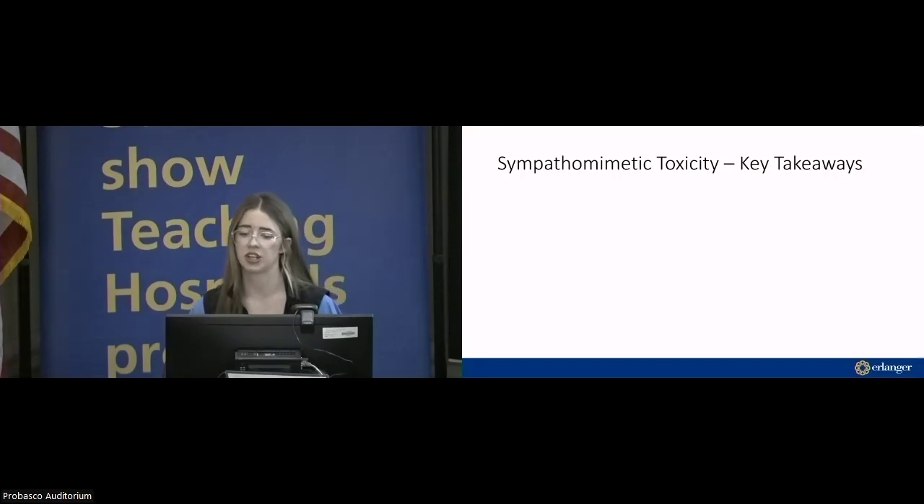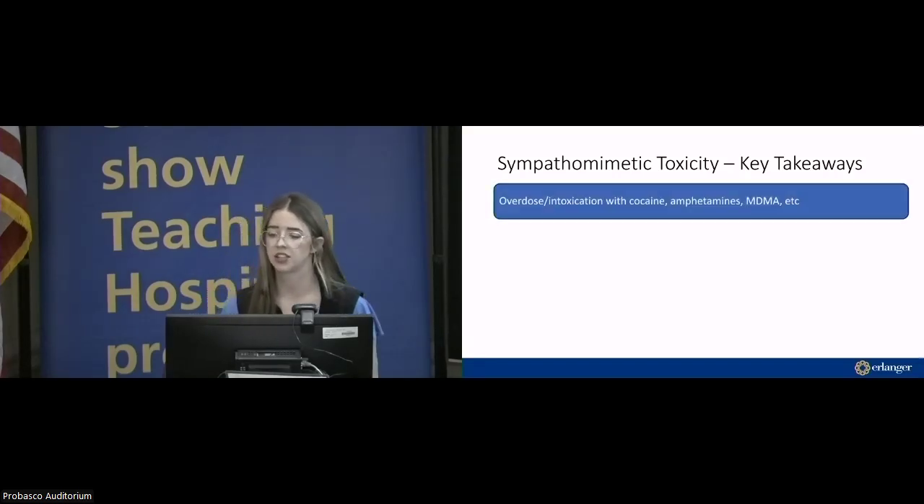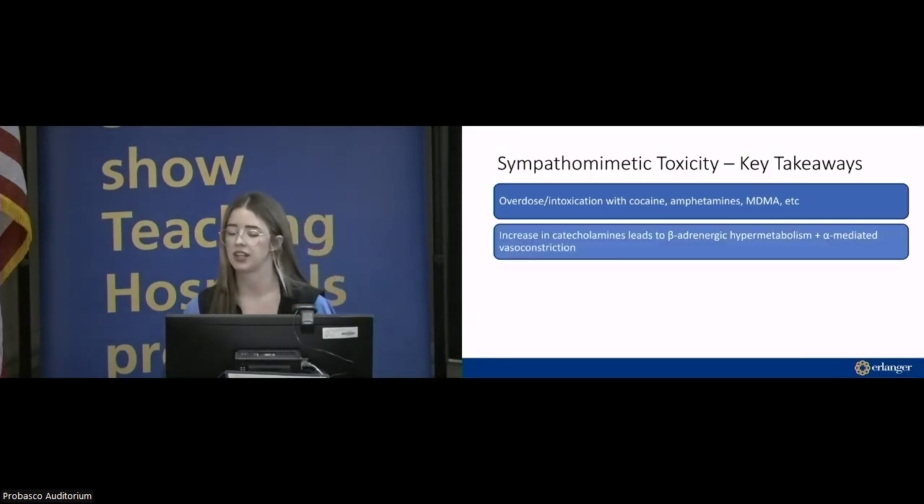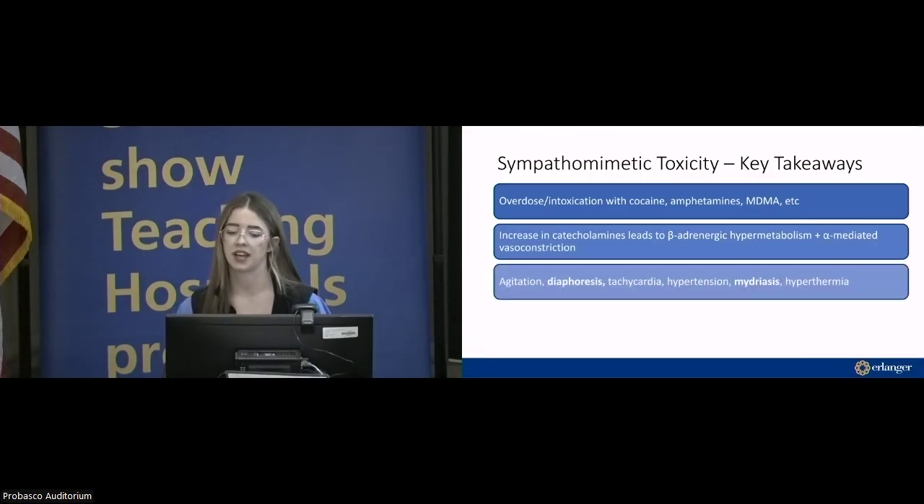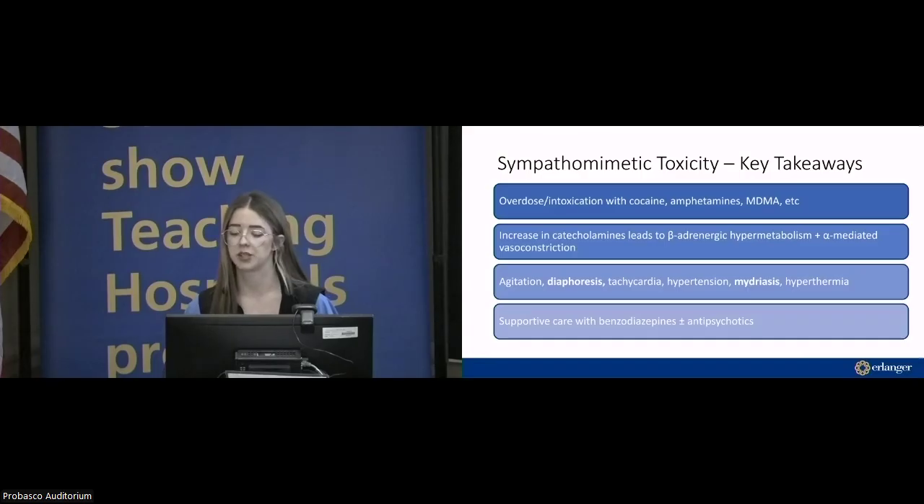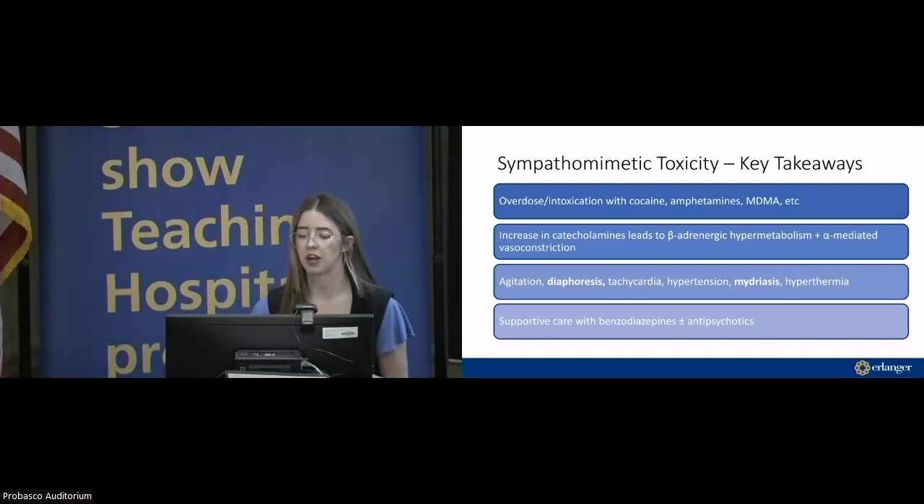The key takeaways for this section regarding sympathomimetic toxicity is that this toxidrome is often due to overdose or intoxication with cocaine, amphetamines, MDMA, or related agents, leading to markedly increased catecholamine activity. Clinically, patients present with agitation, prominent diaphoresis, tachycardia, hypertension, mydriasis, hyperthermia, and these findings should immediately raise concern for a sympathomimetic picture. Management is primarily supportive, with aggressive care of agitation using benzodiazepines, with or without antipsychotics, alongside temperature management and close monitoring for complications such as rhabdomyolysis and cardiac dysrhythmias.